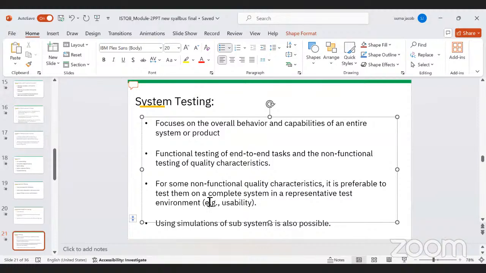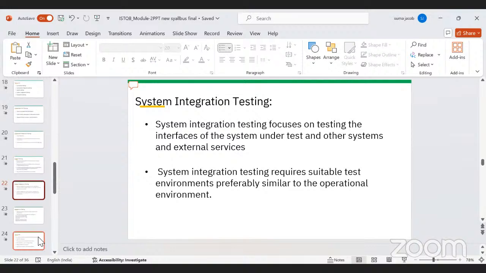In system testing, we will be considering the system as a whole and we will be checking against the functional and non-functional requirements. So that is system testing. And then we have system integration testing.